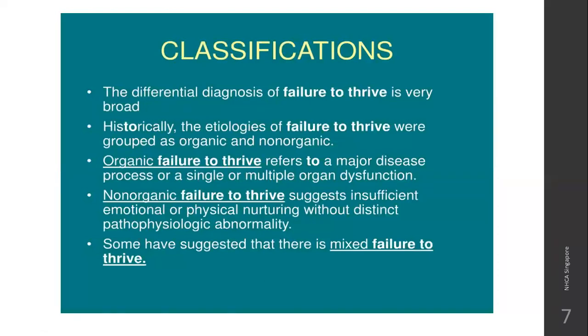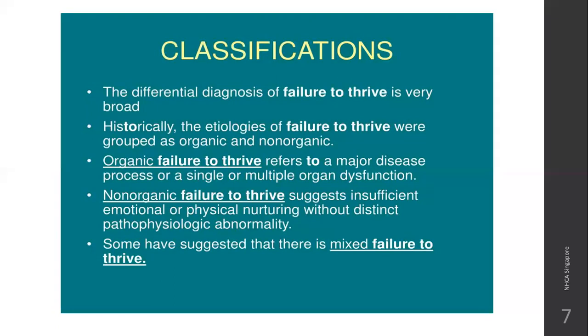So, further discussion on classification: failure to thrive is very broad. Usually it is grouped as organic, non-organic, and mixed. Organic failure to thrive refers to some disease condition or process, or any multiple organ dysfunction the child may be suffering from. Because of that underlying disease condition, the child is not able to thrive properly. It's not always because of nutritional deficiency. Nutrition may be moderate to good, but the child is having some other insufficiencies in the body, some dysfunction that is causing failure to thrive.